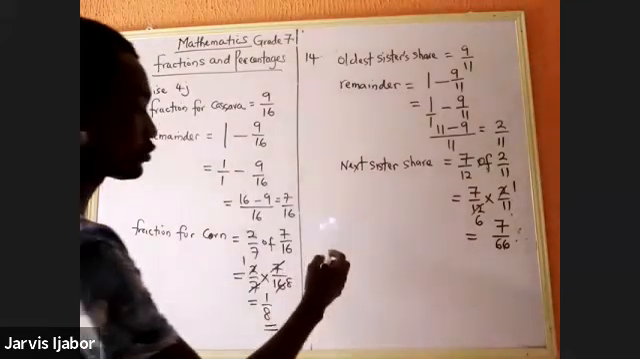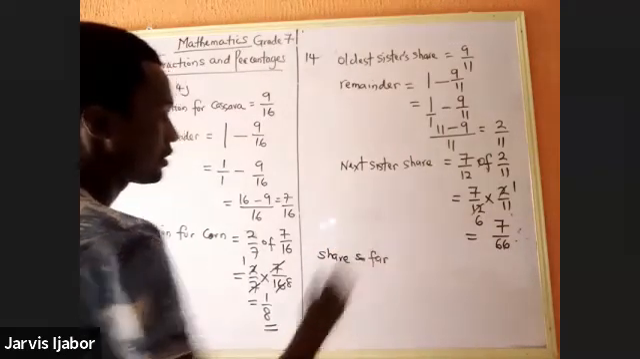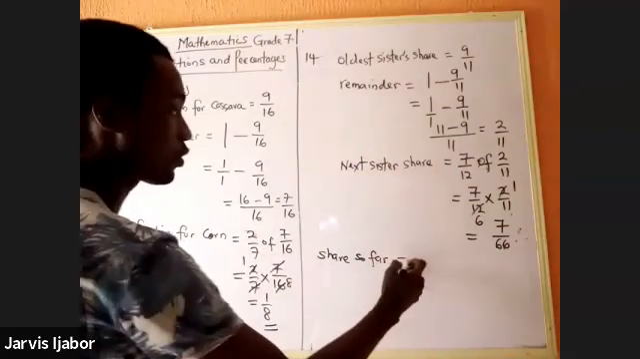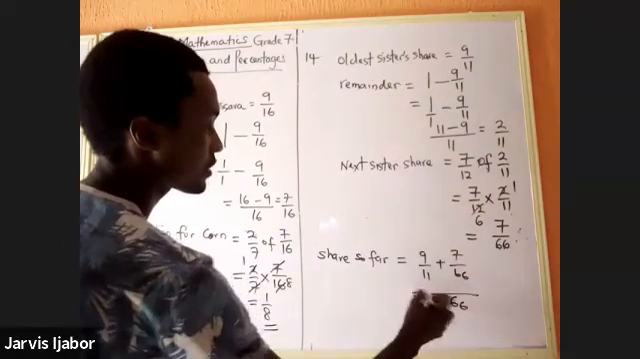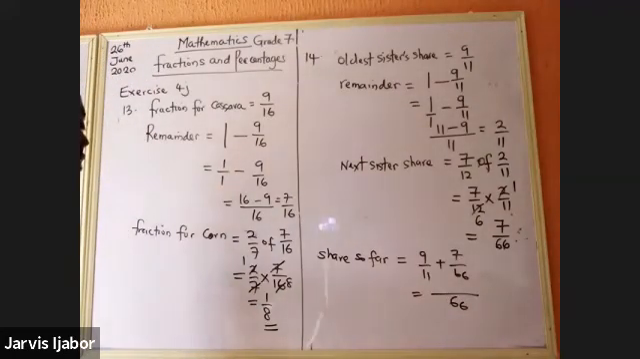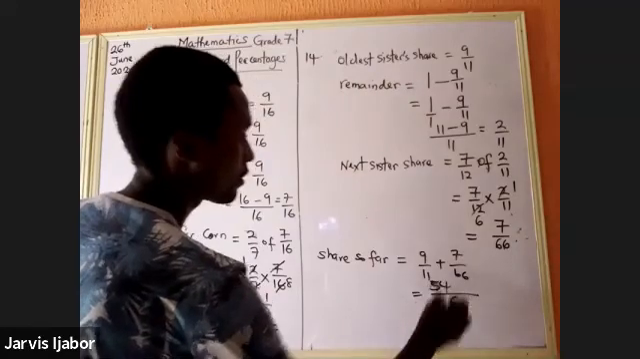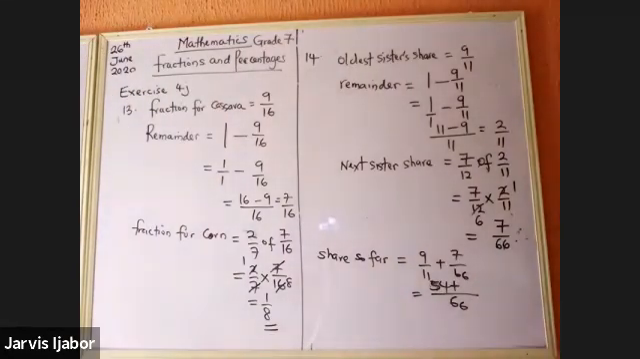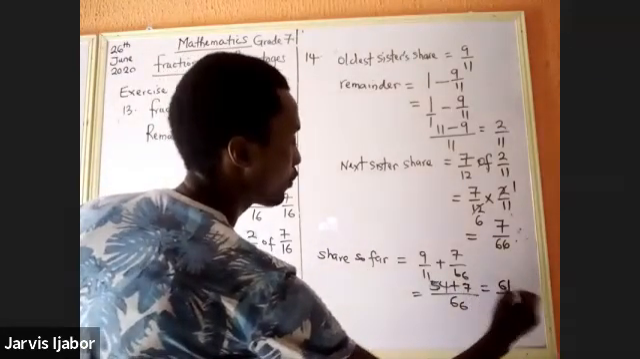So what you now need to do is find out the share so far, which will be what the oldest sister has gotten and what the next sister has gotten. That will be equal to 9 over 11 plus 7 over 66. The LCM will be 66. 66 divided by 11 is 6, times 9 is 54, plus 66 divided by 6 is 11, times 7, that will be 7. So this will give you 61 over 66.